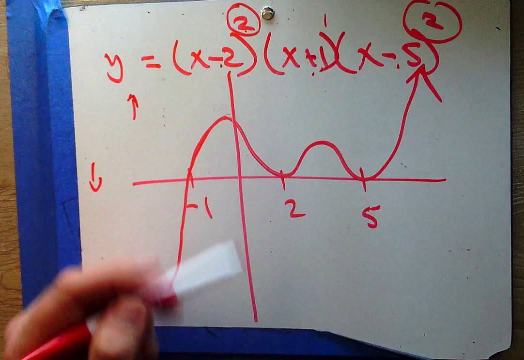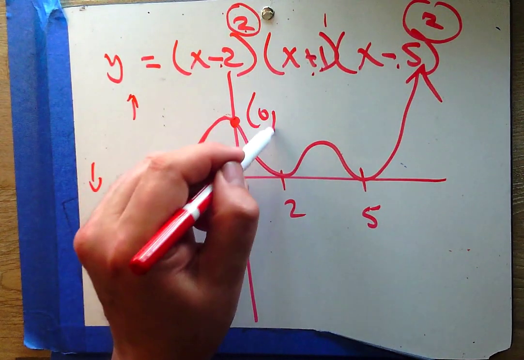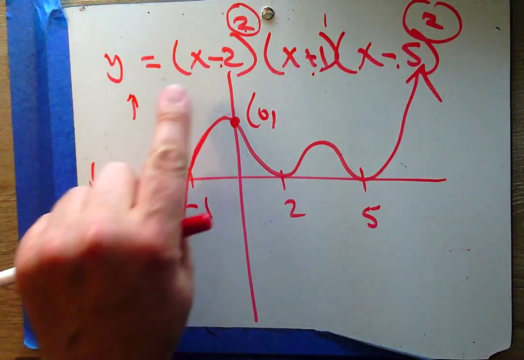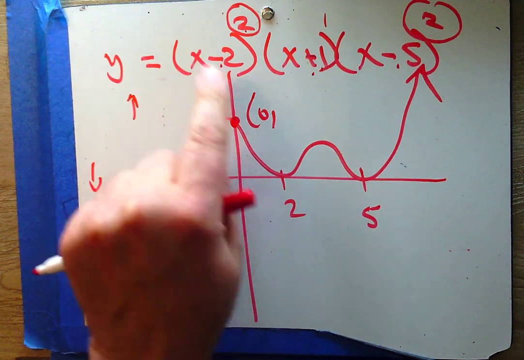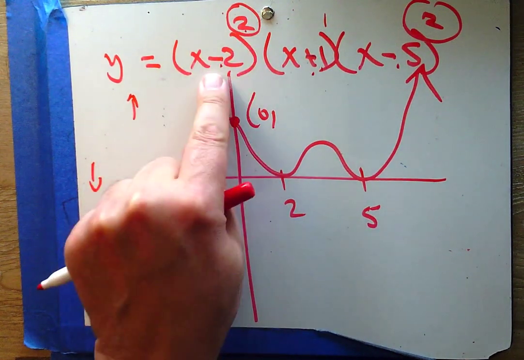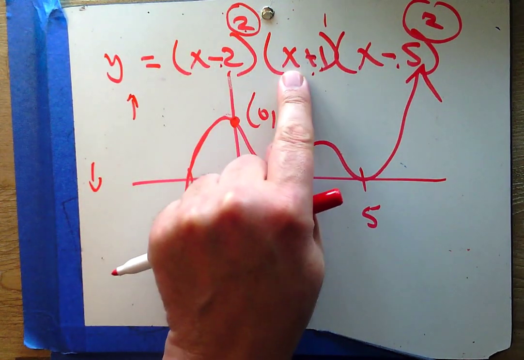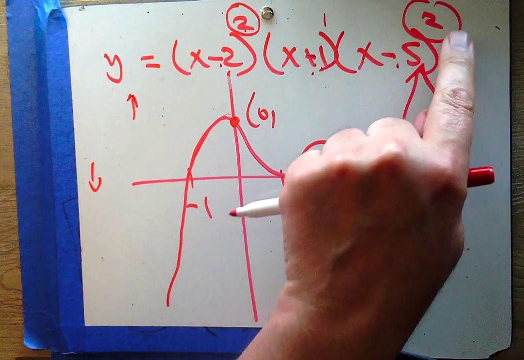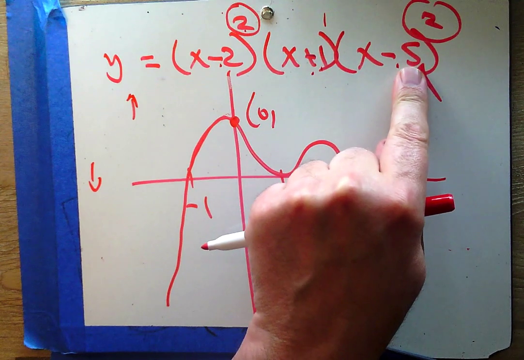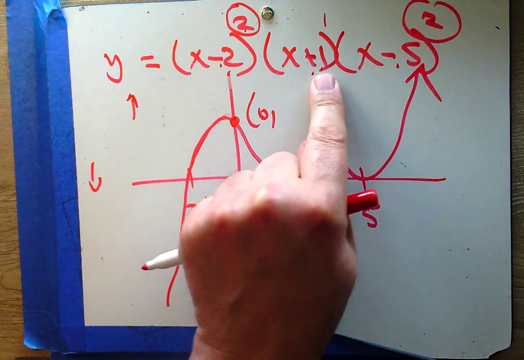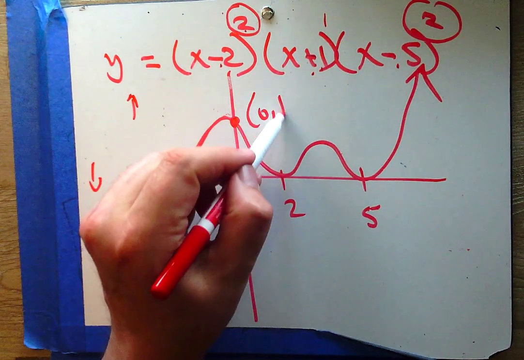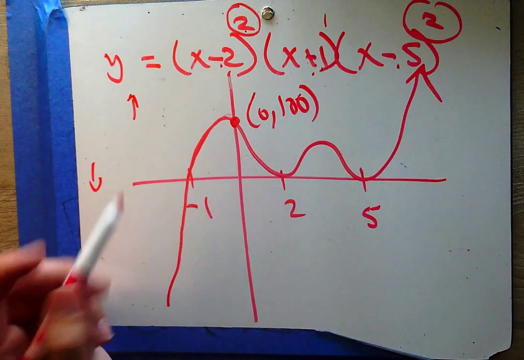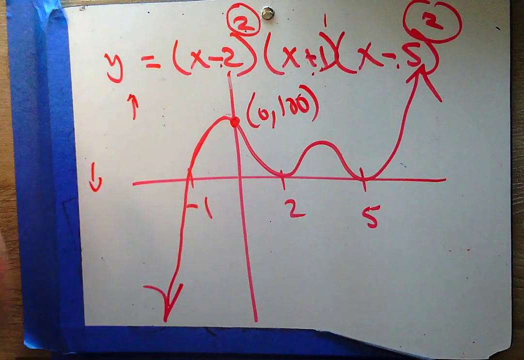My y-intercept. Remember, I find a y-intercept by plugging a 0 in for all the x's. I put a 0 here. I don't just get negative 2, I get negative 2 squared, which is 4. If I put a 0 here, I get 1. If I put a 0 here, negative 5 squared is going to be positive 25 times 1 times 4 is 100. Okay? So, yes, we can do that. Let's do one more. You should be comfortable with this.